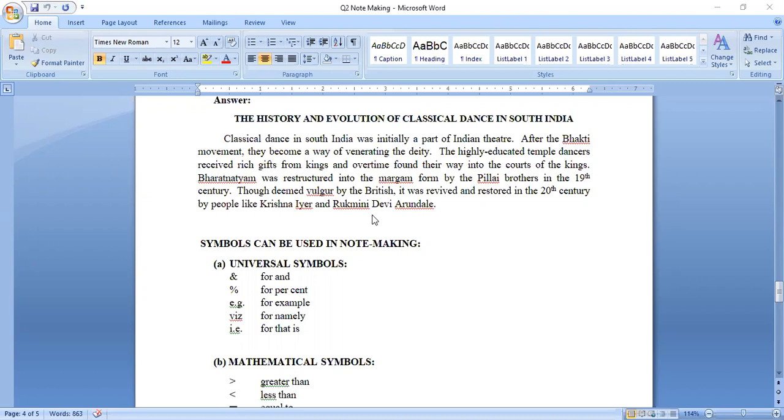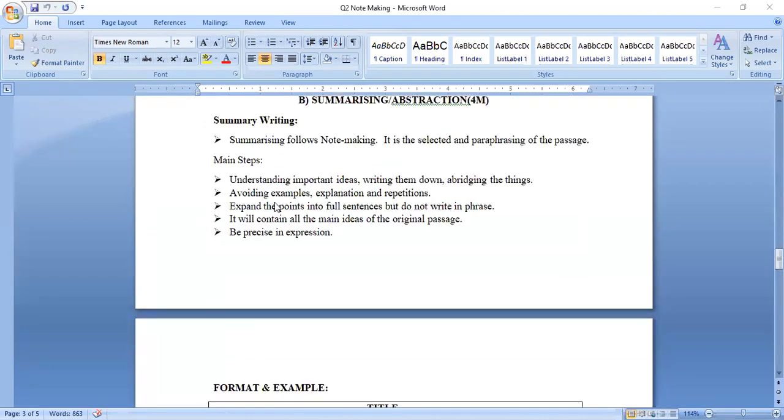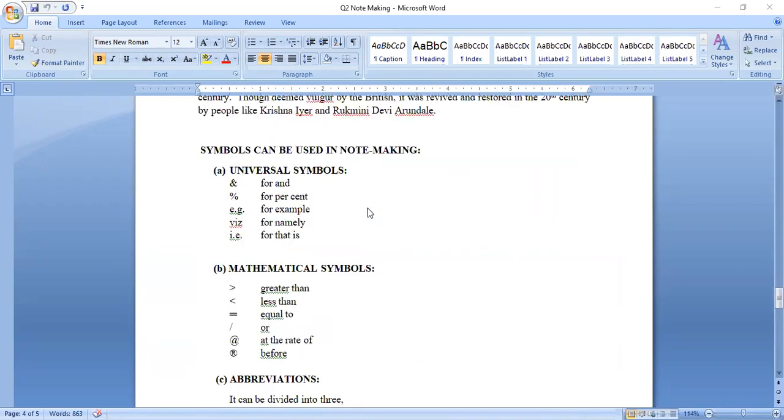Whatever is included in the definition, that means points, main steps, important ideas, writing them down, abridging the things, avoiding examples, explanation and repetitions, expand the points into full sentences but do not write in phrases. It will contain all the main ideas of the original passage; be precise in expressions and the format you have to follow. And for that, when we are writing notes and note making, we have to use all those things. What are the things? Abbreviations and symbols, everything I have to once again have a glance at.